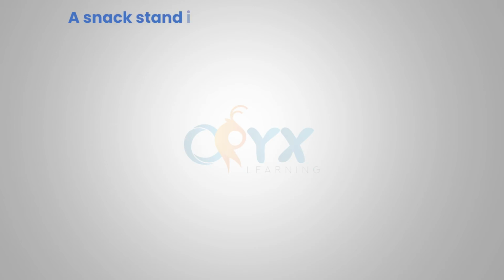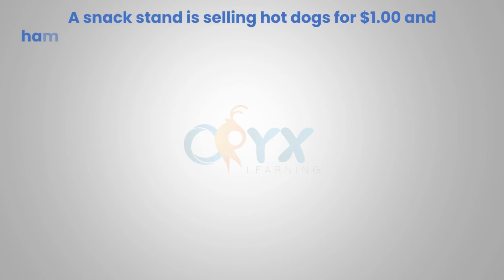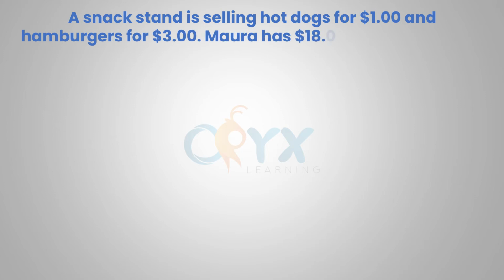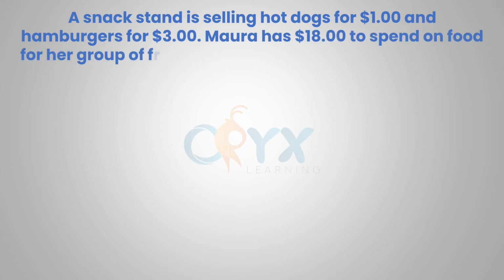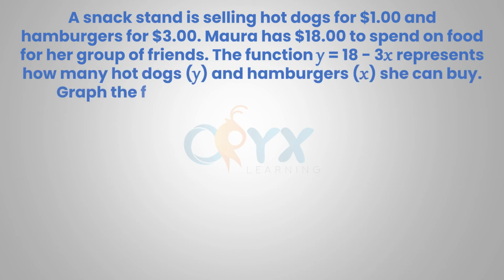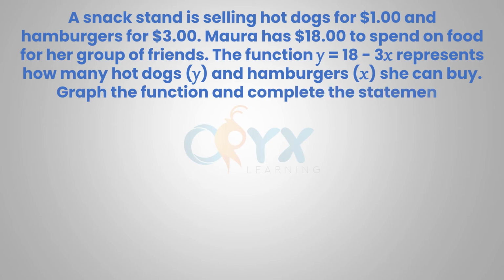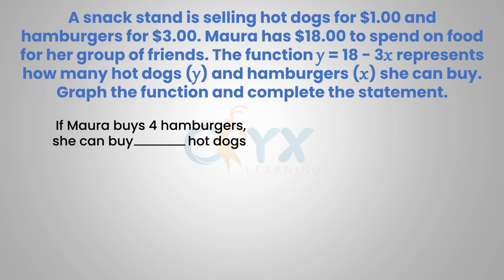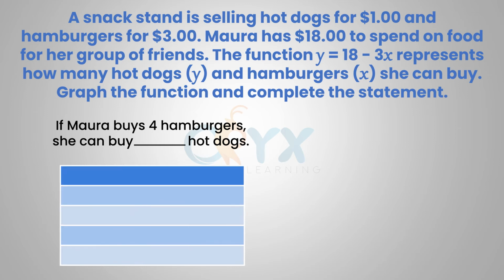A snack stand is selling hot dogs for $1 and hamburgers for $3. Maura has $18 to spend on food for her group of friends. The function y equals 18 minus 3x represents how many hot dogs y and hamburgers x she can buy. Graph the function and complete the statement. If Maura buys 4 hamburgers, she can buy blank hot dogs.